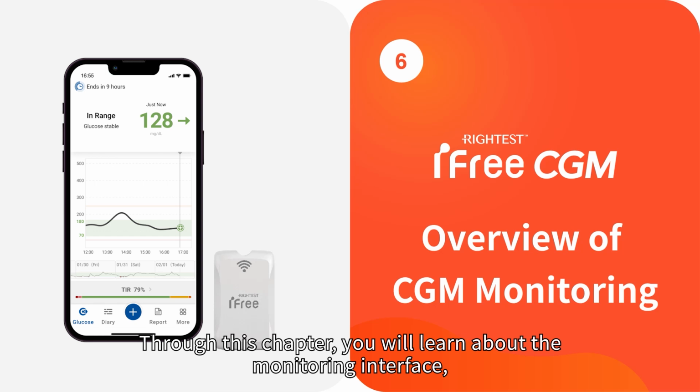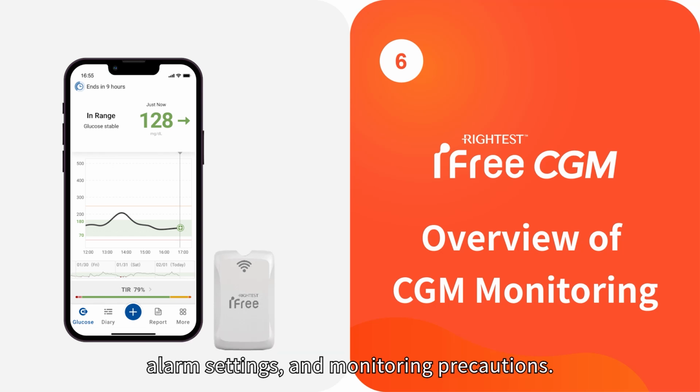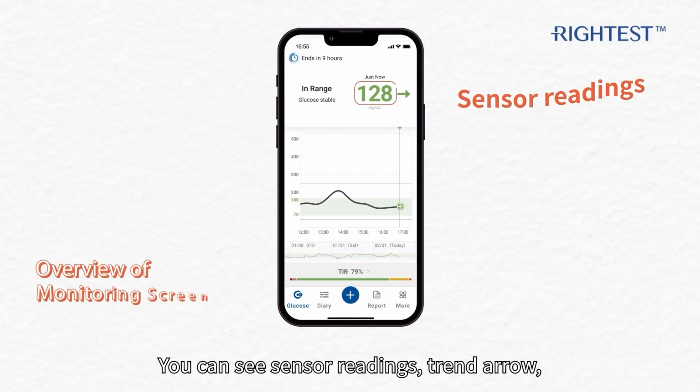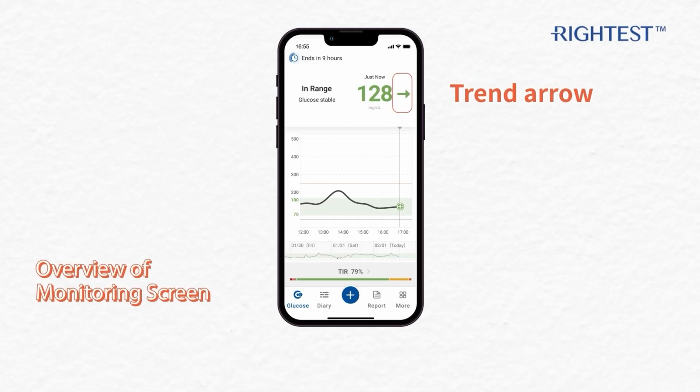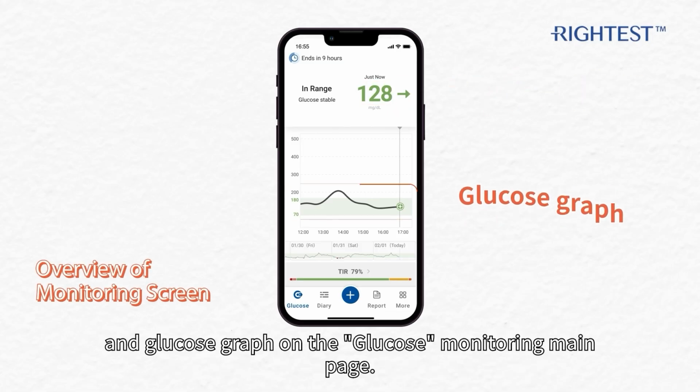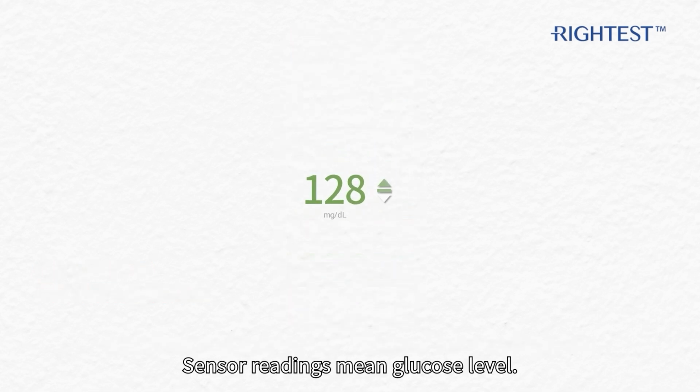Through this chapter, you will learn about the monitoring interface, alarm settings, and monitoring precautions. You can see sensor readings, trend arrow, and glucose graph on the glucose monitoring main page. Sensor readings mean glucose level.